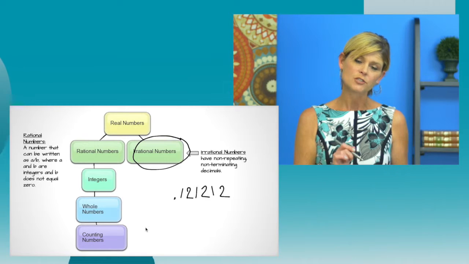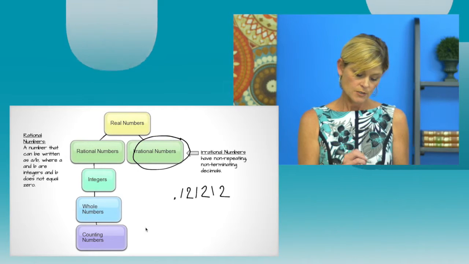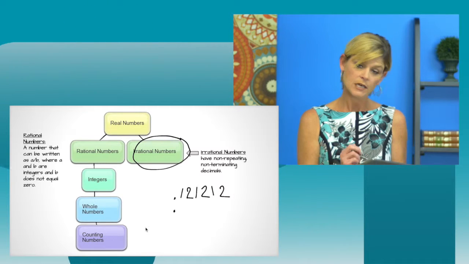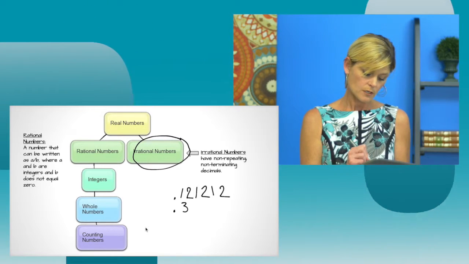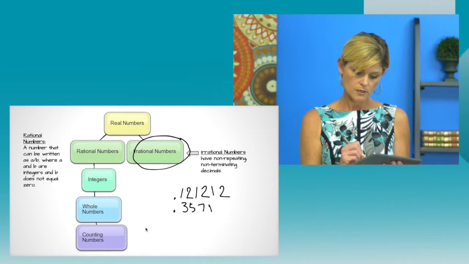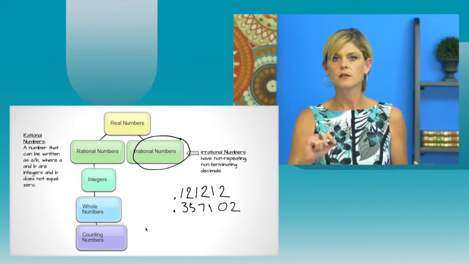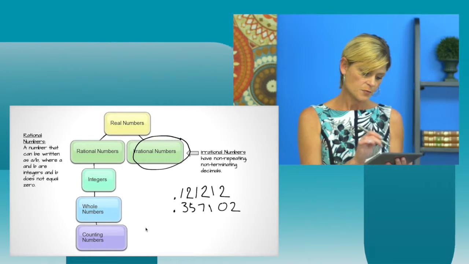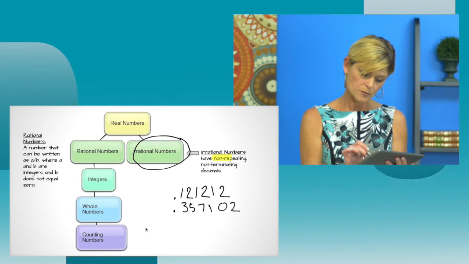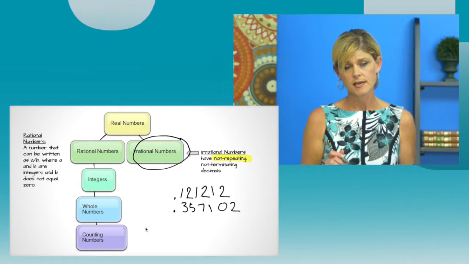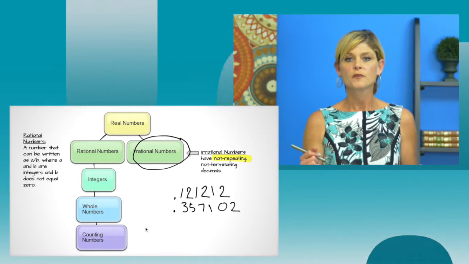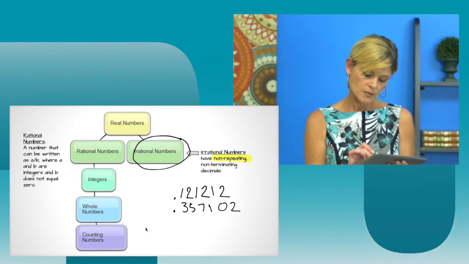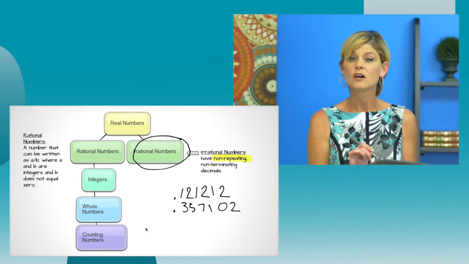An irrational number would not be repeating. So when I say non-repeating, I basically mean something along the lines of 0.357102, on and on and on with no repeating numbers or digits. Okay, so that's basically what I mean when I say non-repeating. That's one of the ways that a number can be an irrational number. The other type of decimal it would need to be is non-terminating.